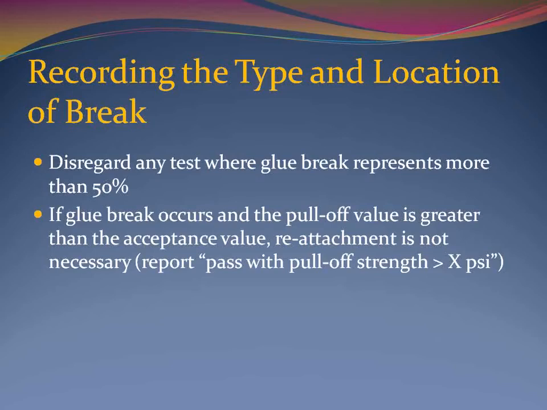According to the ASTM test method, any pull test that results in a glue failure of more than 50% of the loading fixture surface should be discarded. If an adhesion acceptance value is provided and a glue break occurs, reattachment of new loading fixtures is only necessary if the pull-off value is below the acceptance value. If the glue break occurs at a pull-off value higher than the acceptance value, then no retesting is necessary, even though the actual pull-off strength of the coating remains unknown.